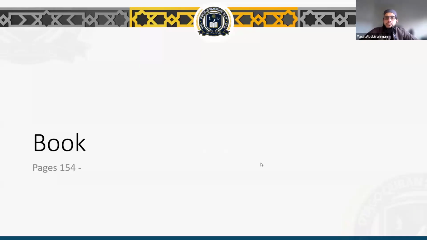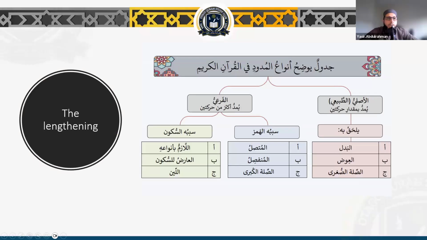Today, inshallah, as we discussed, we start a new topic, which is the topic of mudud. That is page 154 in the book, inshallah. Sharing my screen. Good. Okay, so on the subject of mudud, if you read from the first page, as always, we start with the linguistic definition.